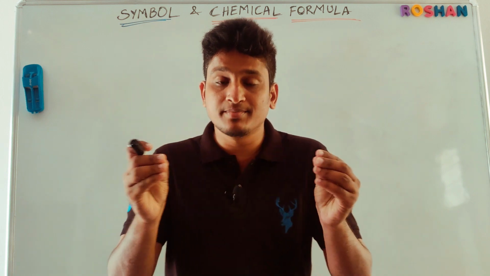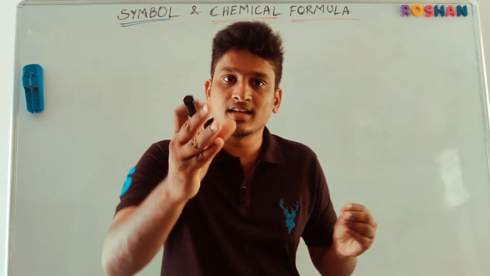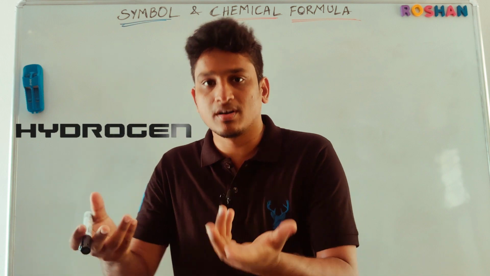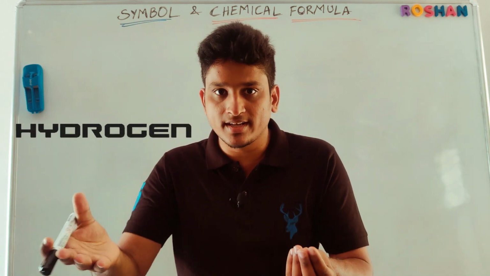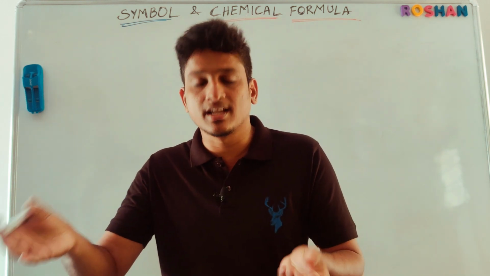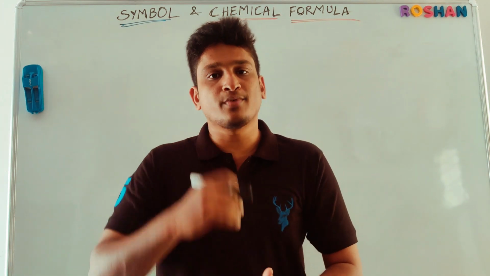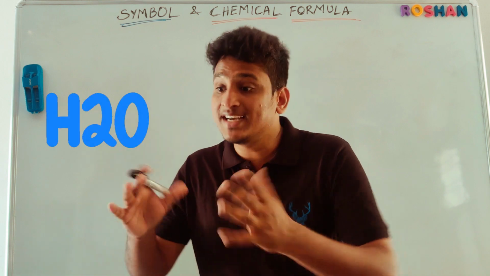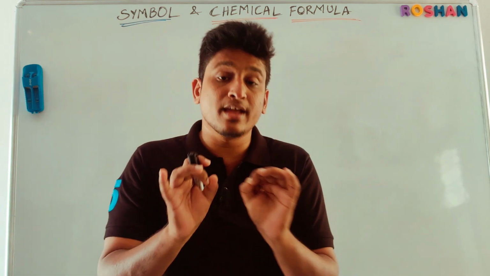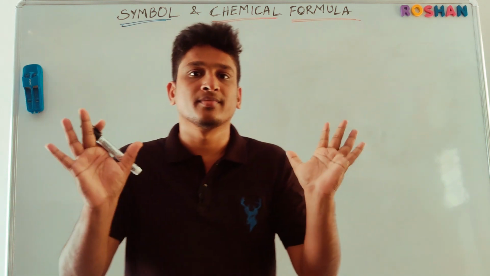Students, behind all these names there are reasons. For example, hydrogen: hydro means water and gen means generator. That means hydrogen is one of the key elements in the formation of water. Yes or no? What is the formula of water? H2O. So it generates water. Like that, every element has its own history of naming.